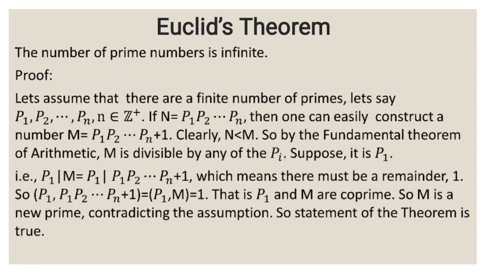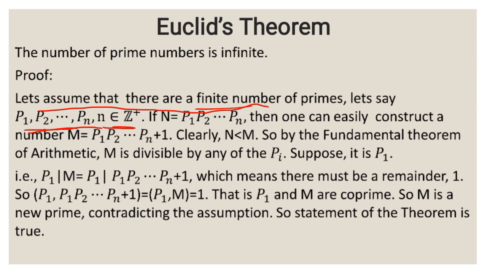So this is the proof for it. First we assume that they are finite, because we're saying they're infinite, so we're proving by contradiction. We assume that we have a finite number of prime numbers. Let's say we have them p1 all the way to pn, where n is a positive integer. We count all of them, we have up to n of them.